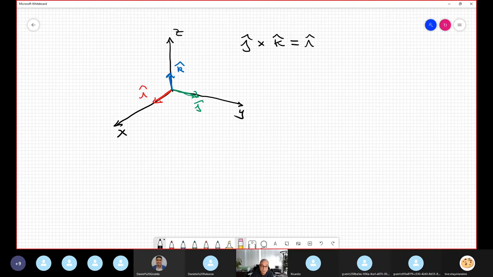Let me try another. Suppose J, again, cross I. J cross I. Well, J is again the green. I is this. It's down. It's negative K. Now it's clear, miss? Clear or no?